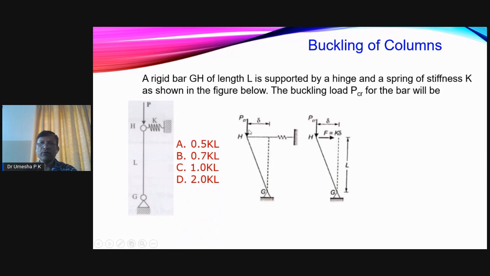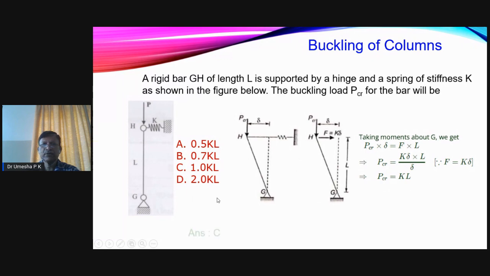The only thing you have to note is that the load will be deflected by delta. So the spring force is equal to stiffness into delta. Equating that, P critical into delta is equal to F into L. So we'll get P critical equal to KL. So option C is the correct answer.